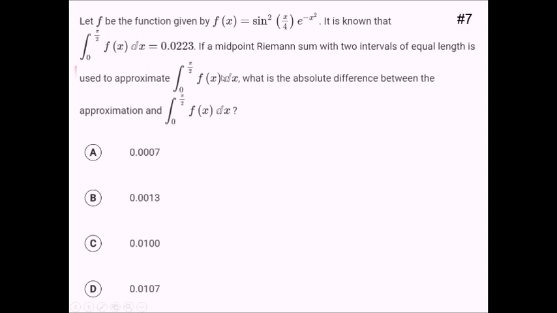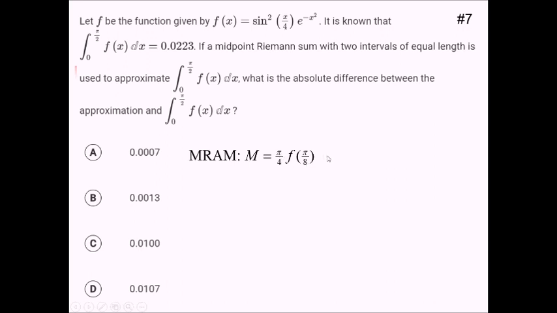The interval from 0 to pi over 4, what x value am I using for my midpoint Riemann sum? Well, halfway between 0 and pi over 4, I'm going to have pi over 8. So you really need to know your fractions on this one. So I'm going to be doing a base of pi over 4 times f of pi over 8. That is, again, the midpoint of 0 and pi over 4 that I'm plugging into the function to get the height of this rectangle. And the pi over 4 is the base of the rectangle.